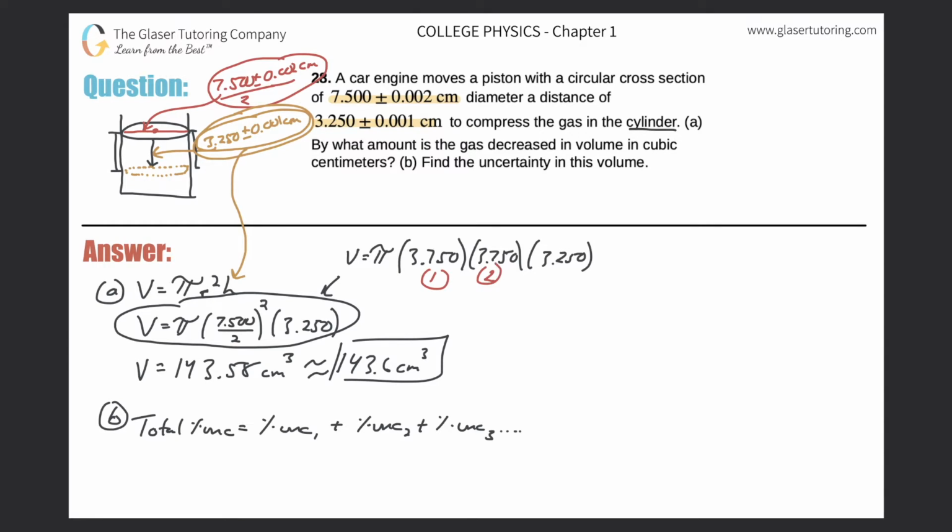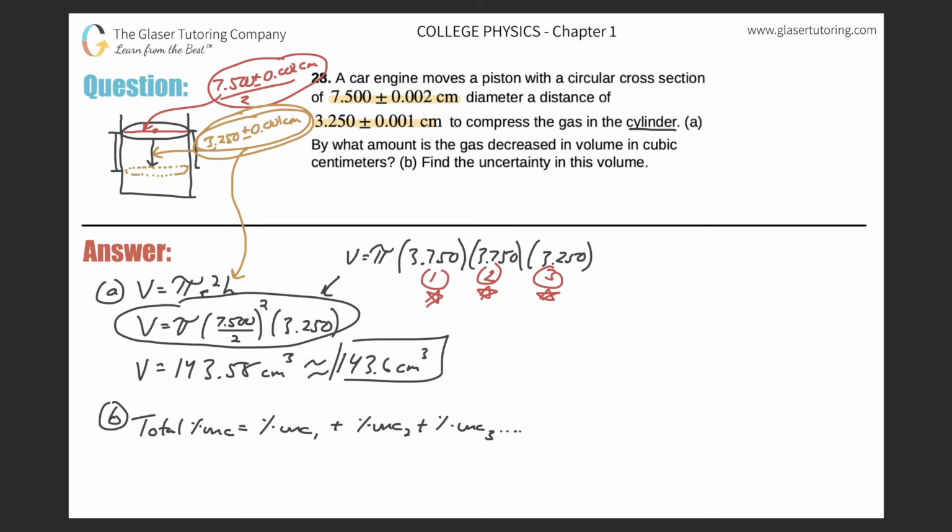1, 2, and 3. So going back to the total percent uncertainty formula, remember, in order to find the total percent uncertainty, we have to find the percent uncertainty of the first measured value that we use in our calculations, plus the percent uncertainty of the second value that we use, plus the third, plus the fourth, plus the fifth, etc. Basically, each one of these values I need to find the percent uncertainty for. So first let's talk about finding the percent uncertainty with respect to the radius.